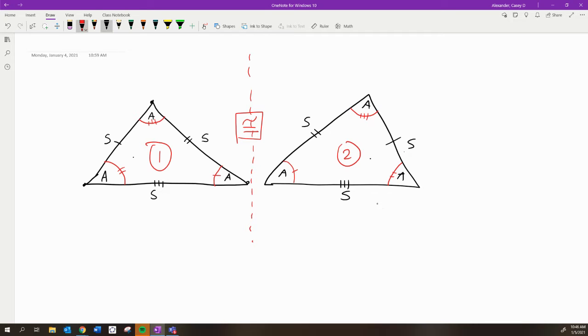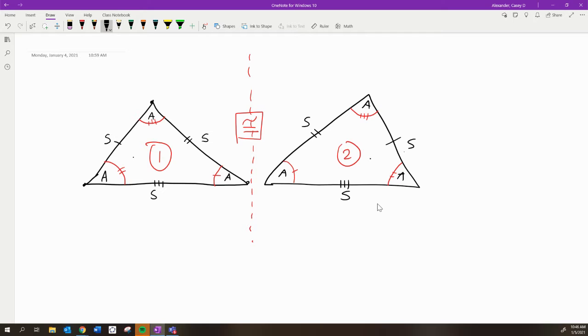But what we're starting to work on now is a way to logically show, without doing a transformation, that triangle 1 and triangle 2 are the same size and shape. Now you notice that I labeled there are three sides to these triangles, right? S, S, and S. There are three angles to these triangles, A, A, and A. And of course, the corresponding sides are congruent and the corresponding angles are congruent in the two triangles.